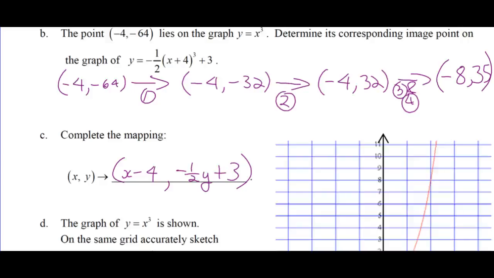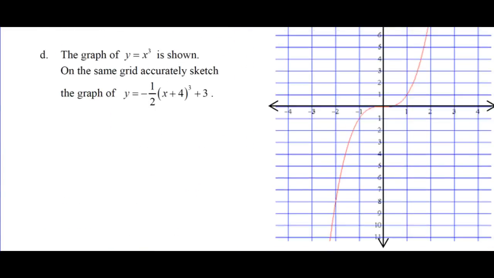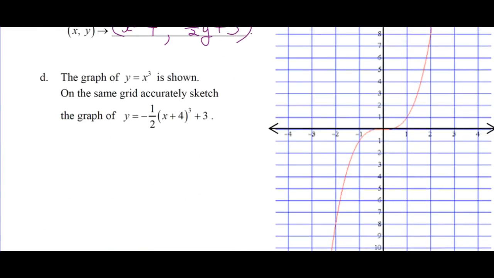The graph y equals x cubed is shown on the same graph. Accurately sketch the graph of y1, and so on. All right, let's start with our favorite point, (0, 0), right? It gets stretched, so what? It gets reflected, so what? And then what? It moves left 4, up 3, right? The only thing that moves this point, (0, 0), is the translation. So left 4, up 3.